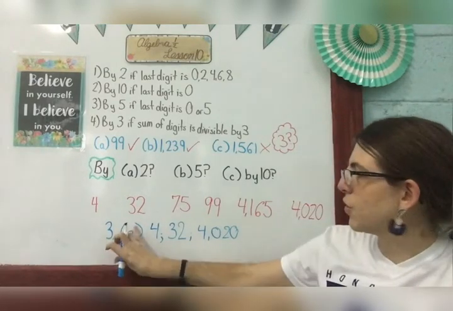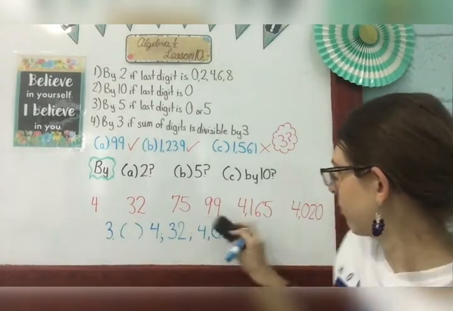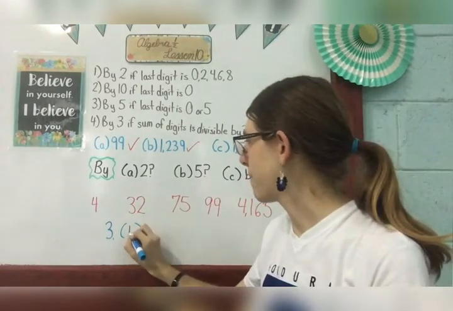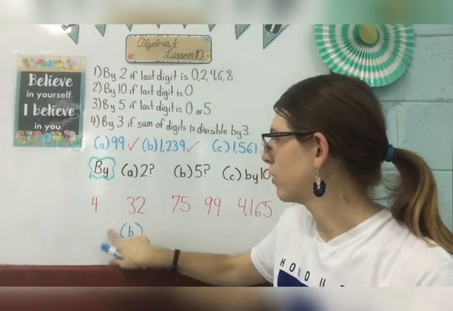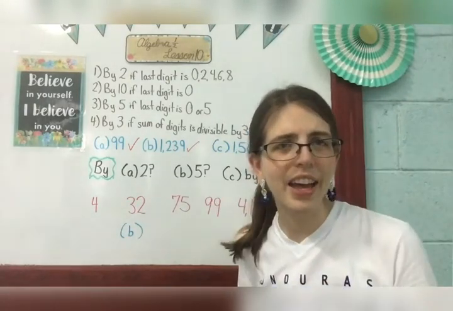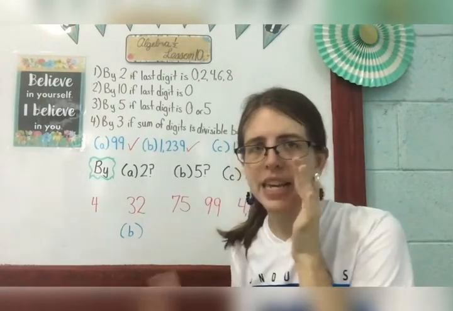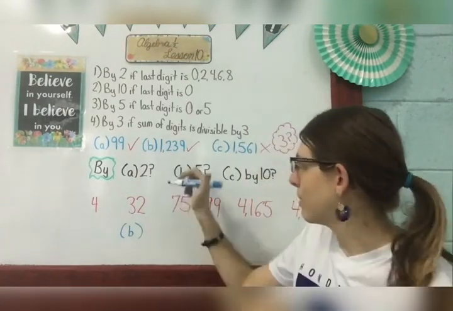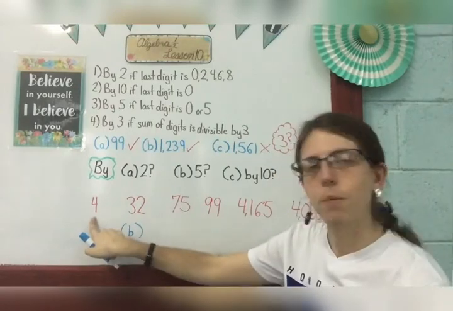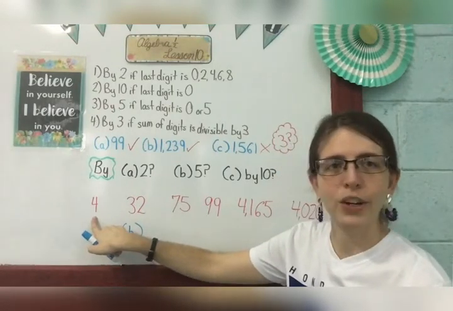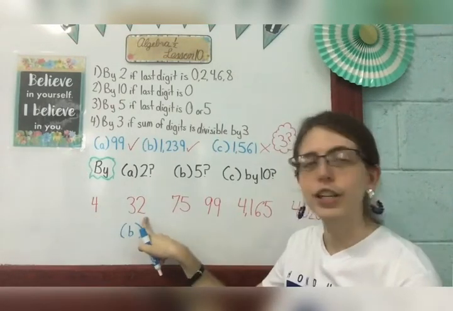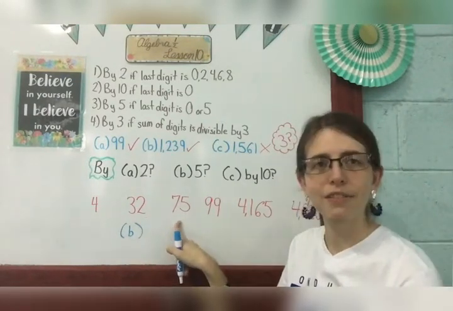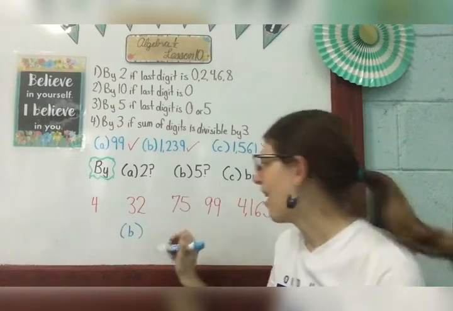So now let's do B. So next you would write on your paper B. You wouldn't have to rewrite your number, just either go down to the next line or put some space and write B. Just make it very clear which one it goes with, that it goes with B. All right, how about 4? Nope, it's not 0 or 5, so nope. 32? Again, not 0 or 5, so no. 75? Ends in 5, so yep.